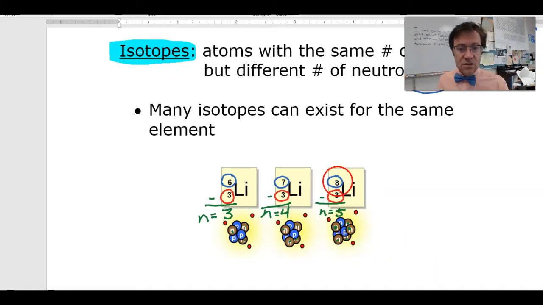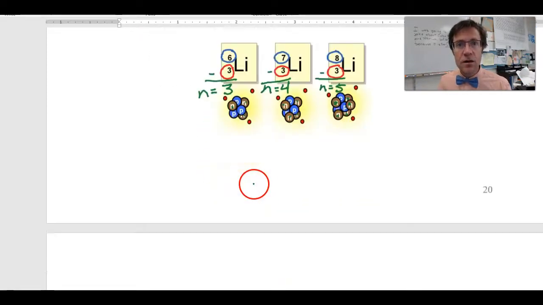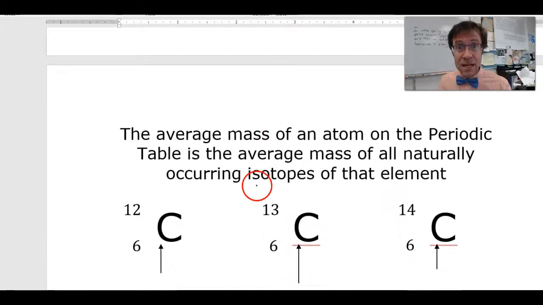Right, so these are 3 isotopes of the same element. They are not 3 elements of the same isotope. These are 3 isotopes of the same element, which means they are all the same element. They have the same number of protons, but they have a different mass because they have a different number of neutrons. You guys get what I'm saying? And so here's the deal.